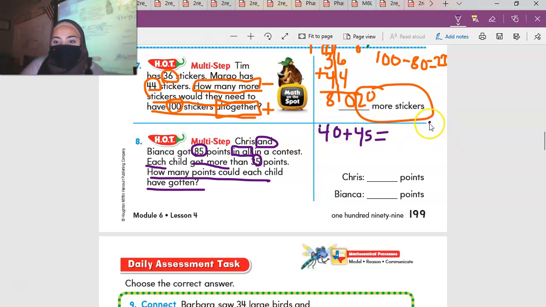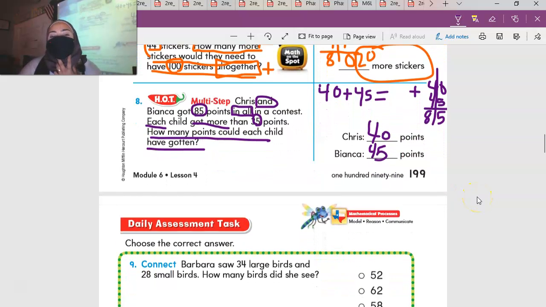So let's see. 40 plus 45. If that makes 85, then our answer is right. But let's check and see. 40 plus 45. Let's see what that makes. 0 plus 5 is what? 5. And 4 plus 4 is 8. Does that make 85? Yes, very good. So one child, Chris, could have gotten 40 and Bianca could have gotten 45. Or it could have been vice versa. You could write 45 for Chris and then 40 for Bianca. It doesn't really matter because, again, when you add, you get the same thing.